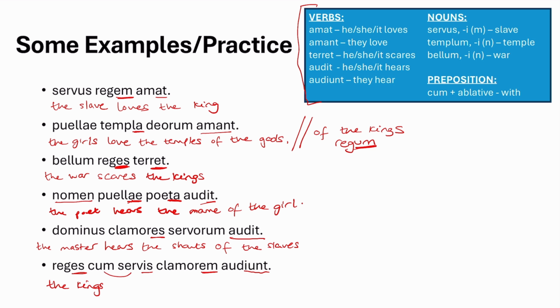And then cum servis is going to go together. Whatever a noun is agreeing with, your preposition will go directly after it. So, with the slaves, and what happens? The kings hear the shout with the slaves. So, the kings with the slaves hear the shout.